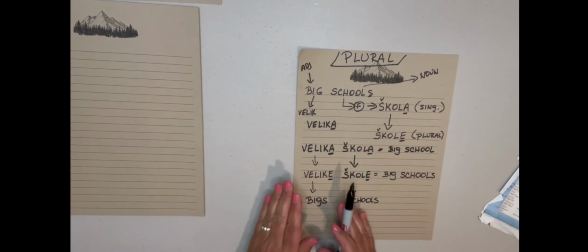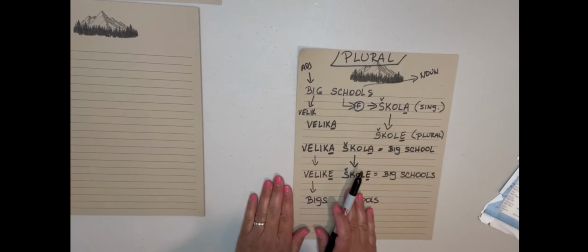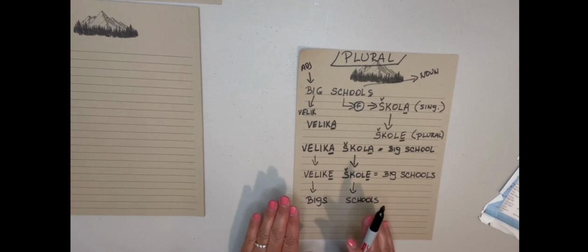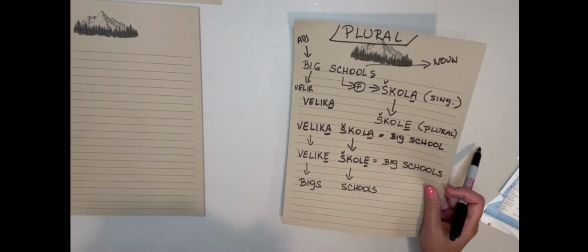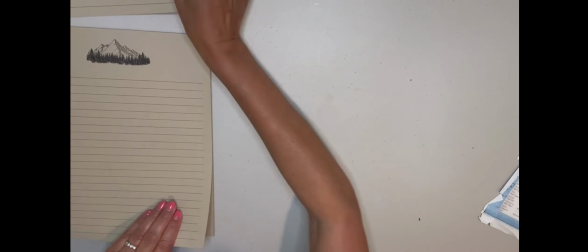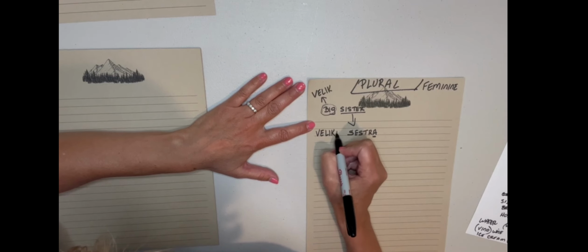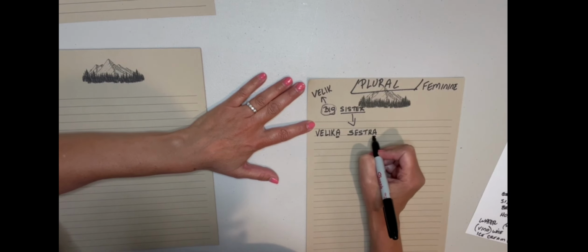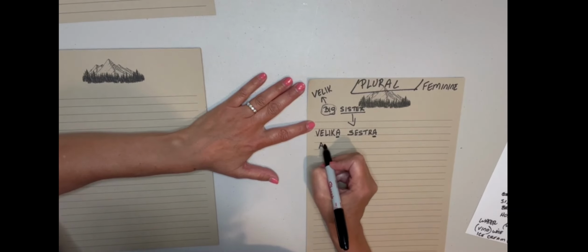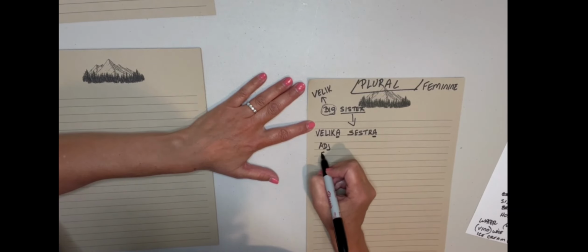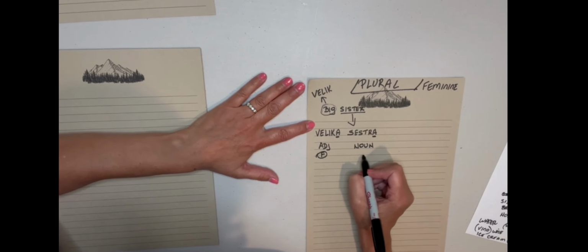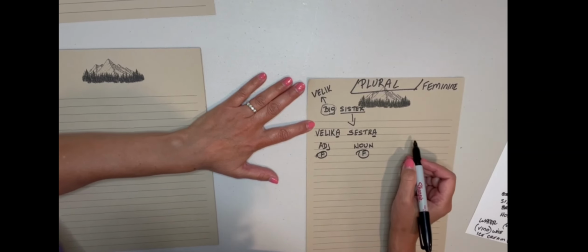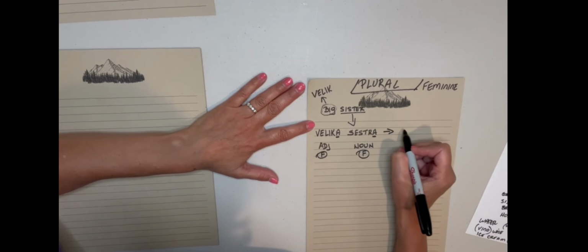And it's the same way for feminine nouns, masculine nouns, neutral nouns. So let's try another. Let's just stick with feminine nouns. Velika sestra. So the adjective is feminine and the noun is feminine. Okay? And this is singular.